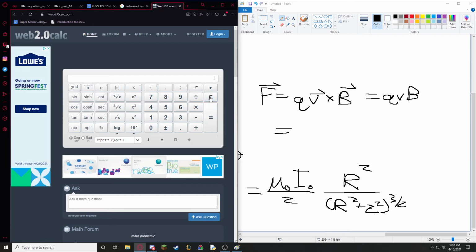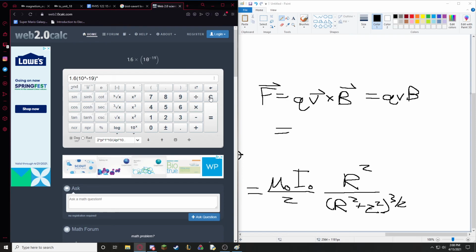What's the charge of an electron? What's the elementary charge of an electron? Does the number 1.6 times 10 to the something sound familiar? 10 to the what? Negative 19. Zach's got it. Oh, okay. 1.6 times 10 to the minus 19 coulombs. We're going to keep everything in SI units.